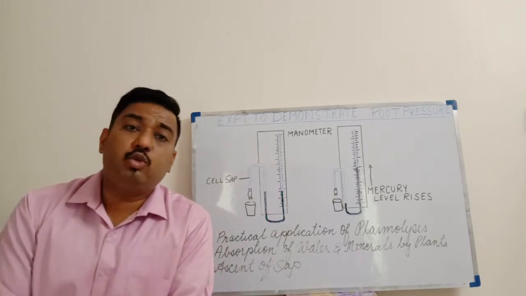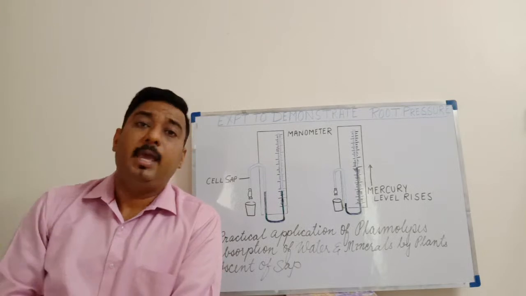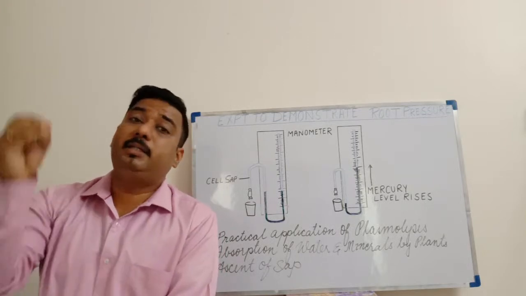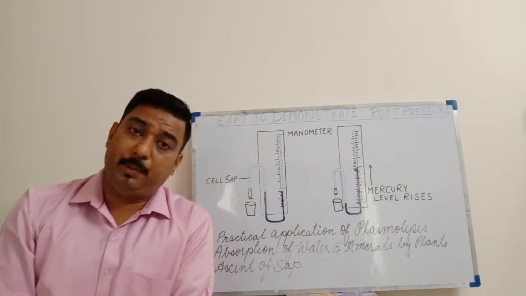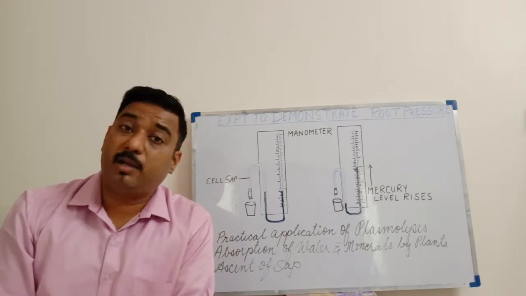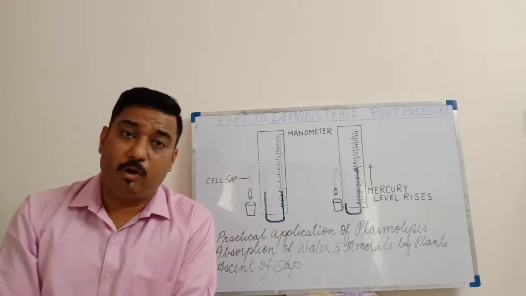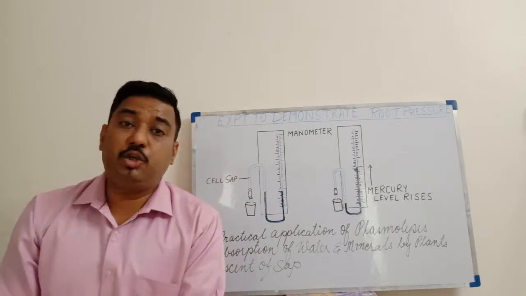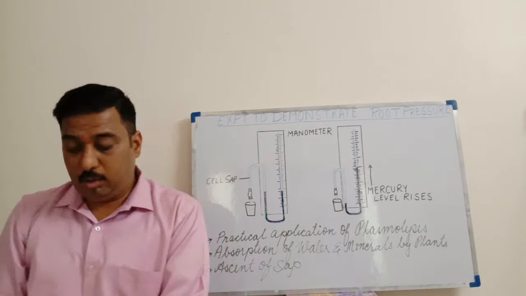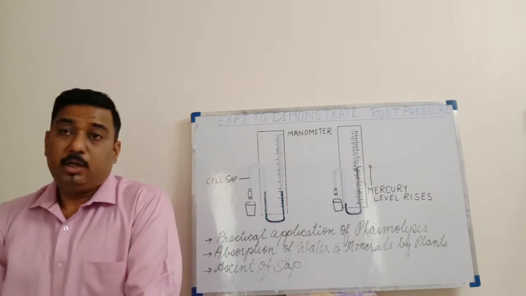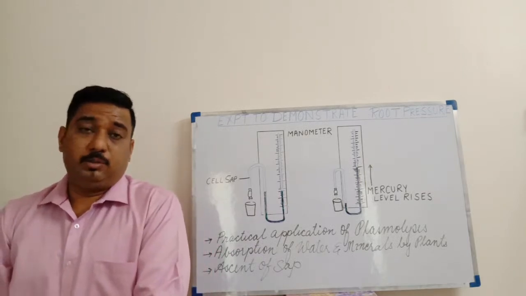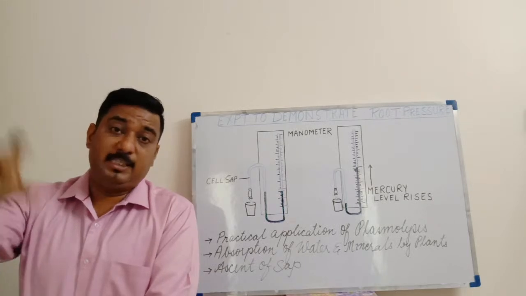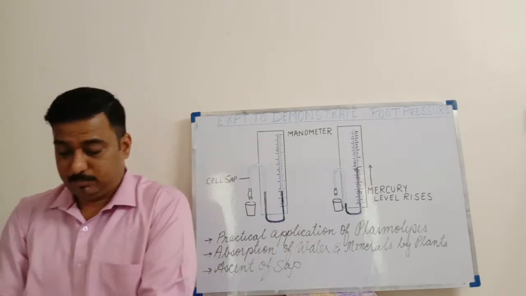How is this vacuum created in the lumen of the xylem? Actually, there is continuous loss of water from the aerial parts of the plant by the process of transpiration. This loss of water results in the formation of vacuum in the lumen of xylem, due to which this vacuum space is filled up by the capillary force.